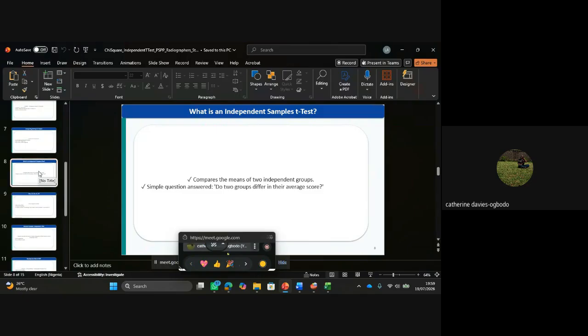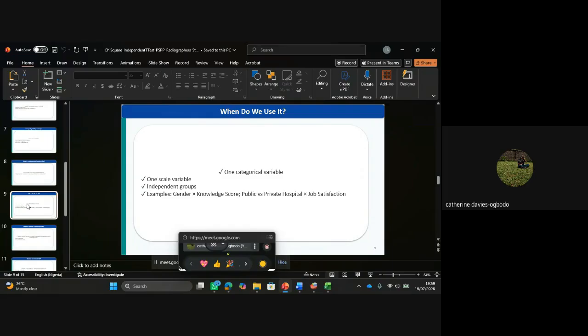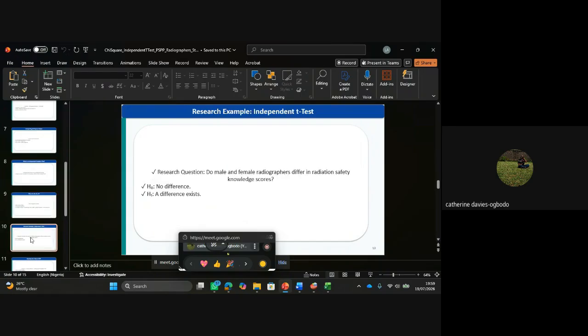Okay, so we already established that an independent sample T test compares the means of two independent groups, and more or less the two groups differ in their average score. It has to be one categorical variable and one scale variable, and the groups have to be independent, not dependent on each other. That's like male and female. You can't be a man and a woman at the same time. You're two people, so the groups are independent.